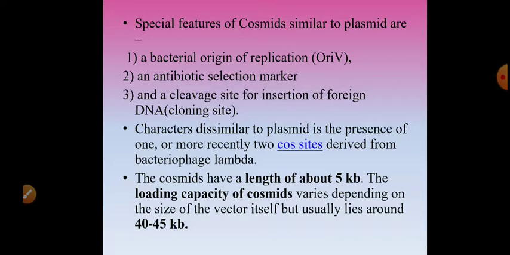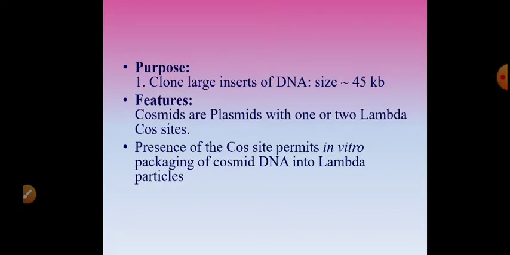But it also possesses characters which are not similar to plasmid, which are dissimilar to plasmid. What is that feature of a cosmid? It contains one or more cos sites, especially nowadays two cos sites derived from lambda phage. Now the size, if you look at the size of the cosmid, it is about 5 kb in length, and hence it can accommodate a foreign DNA fragment as large as 45 kbs.